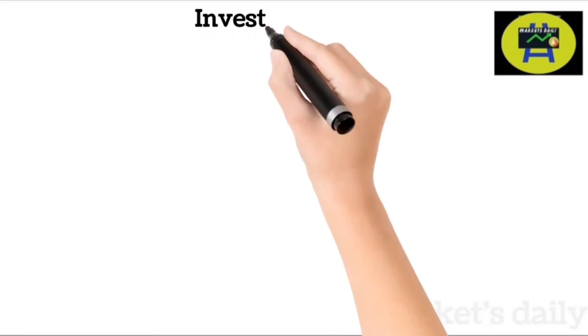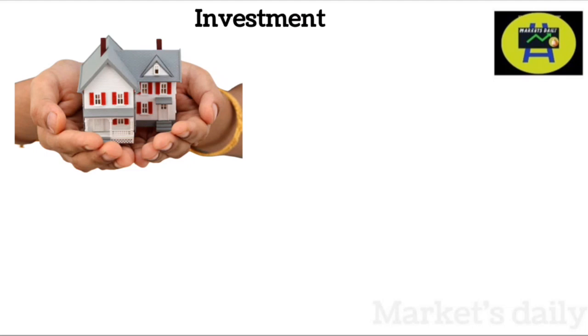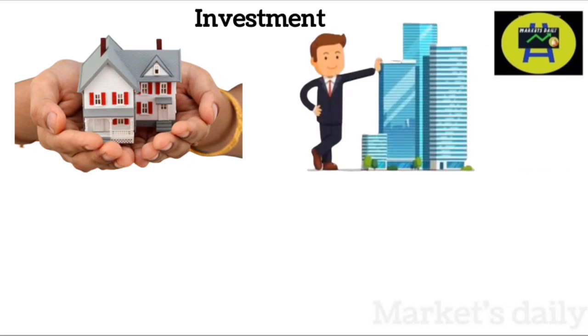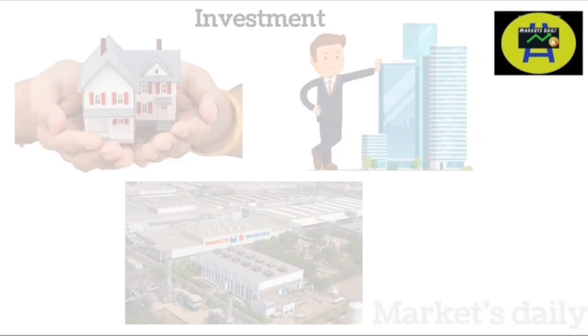Now let's see what is investment. If an individual buys a house or a plot, it would be considered as an investment. If a person starts a company, that will also be considered as an investment. If a foreign company starts a manufacturing plant in India, for example Maruti Suzuki, which is a Japanese company, but its manufacturing plant is located in India, it will also come under investment. So our government encourages foreign direct investments, and all these are classified under investments.